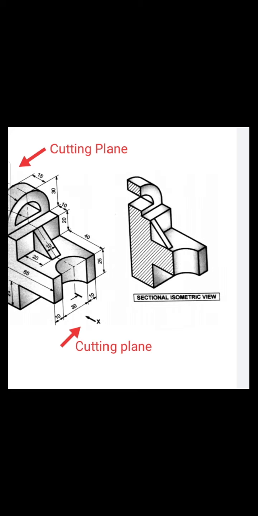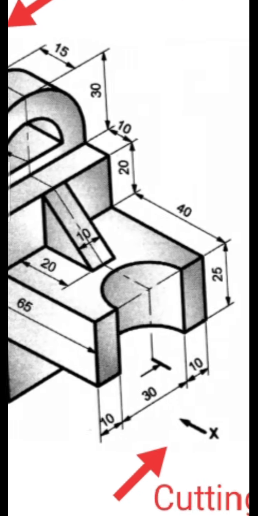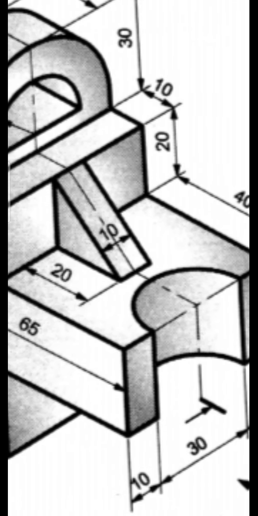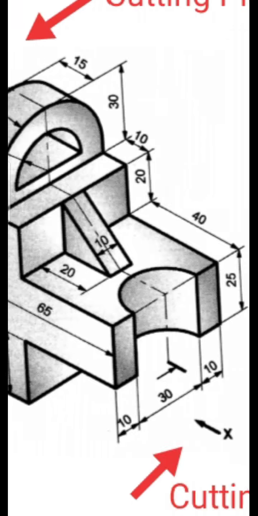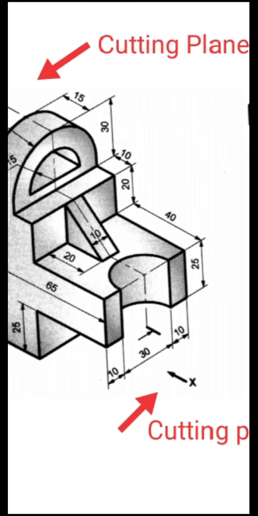When you show the hatching lines, you should not show the hatching line in the circular portion, because there is no solid material. You should not show it in the slot portion, there is no solid material, and you should not show it in the rib portion. What is the rib portion? See here, this one is called a rib portion, having a length of 10 mm and a width of 20 mm. The rib portion is the inclined portion, which is the supporting part of that particular object. Even though it is cut here, you should not show it with hatching lines.